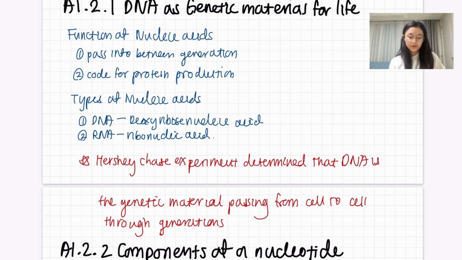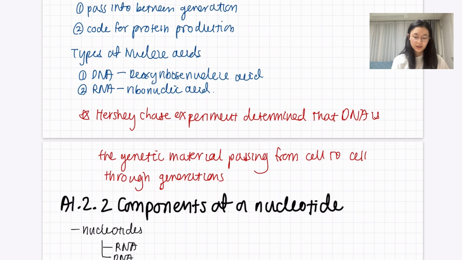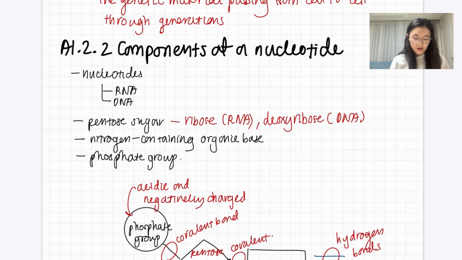First, two things that we have to know about the function of nucleic acids. Nucleic acids generally serve two functions: first, passing information between generations, and second, coding for protein production. There are two types of nucleic acids, DNA, which is deoxyribonucleic acid, and RNA, ribonucleic acid. The general structure of an RNA and a DNA nucleotide is generally the same, but they do have minor differences, which I'll explain later on.